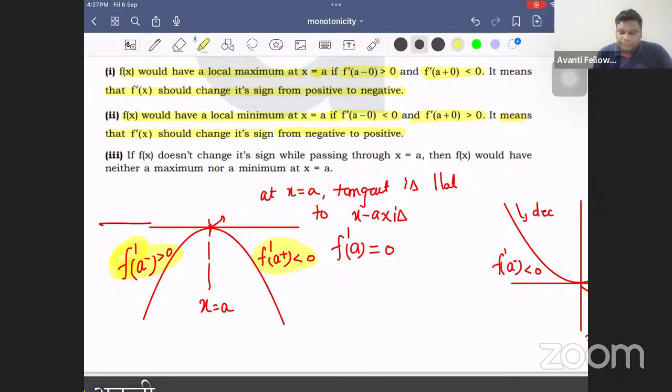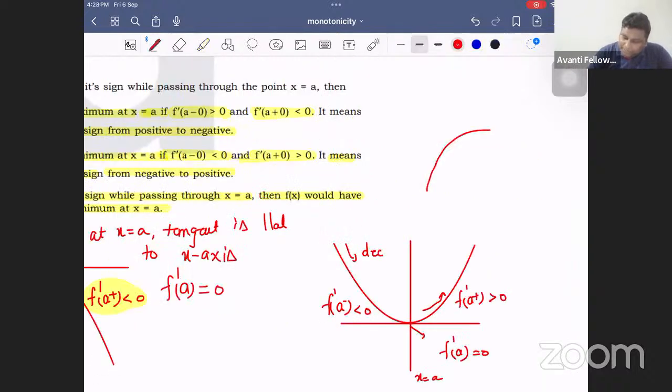Am I clear? Now, if f dash x does not change its sign while passing through x equals a, then f(x) would have neither a maxima nor a minima. That means here the derivative is certainly 0, but the function is either increasing or decreasing. It will be something like this. This is x equals a. You see, at x equals a, the tangent is 0. But here also the derivative is positive, as well as here also the derivative is positive.